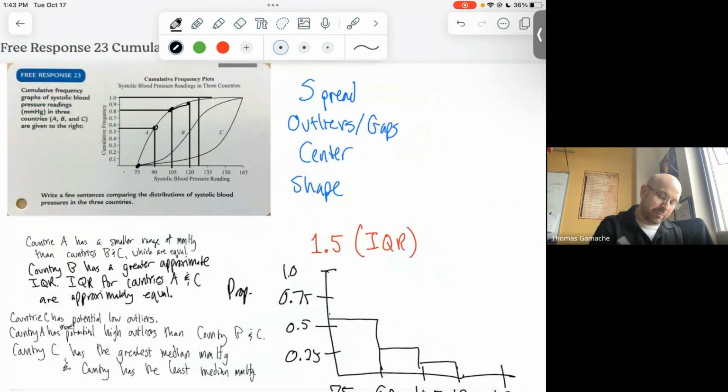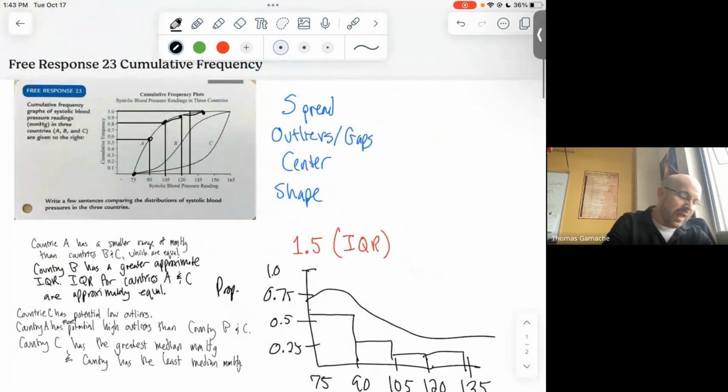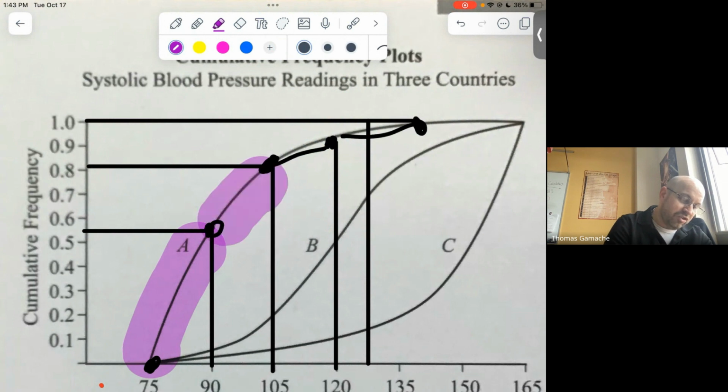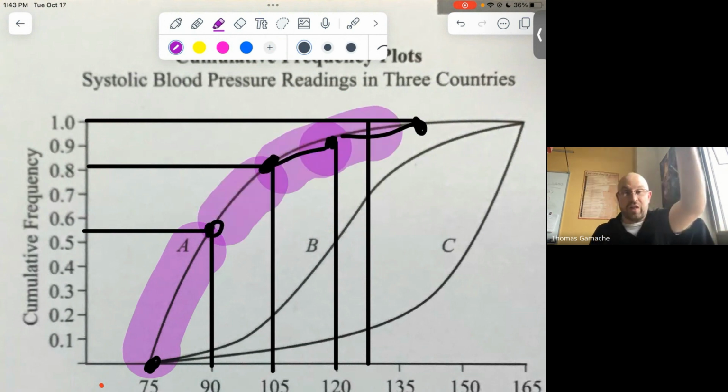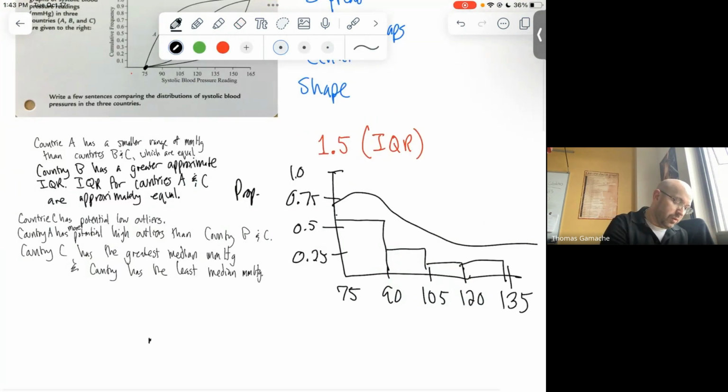And then I pretty much bottom out at this point, because then I'm going from 120 to 135, and I'm getting that maybe 10% peak again. And you notice that I have a really strong right skew. I can tell that because I have a really steep incline here, and then it gets shallower and shallower as we go. So steep incline means a lot of data. Shallower it gets, less data. So I can tell that country A is right skewed.